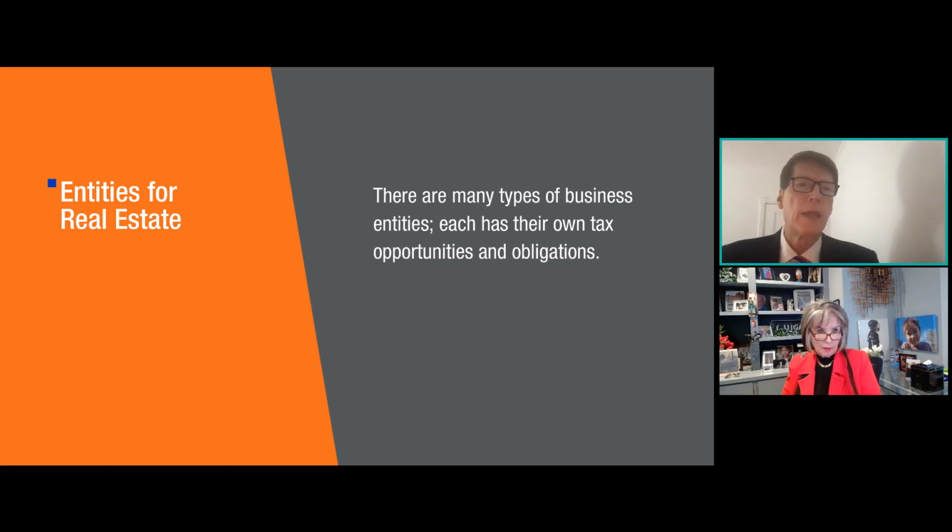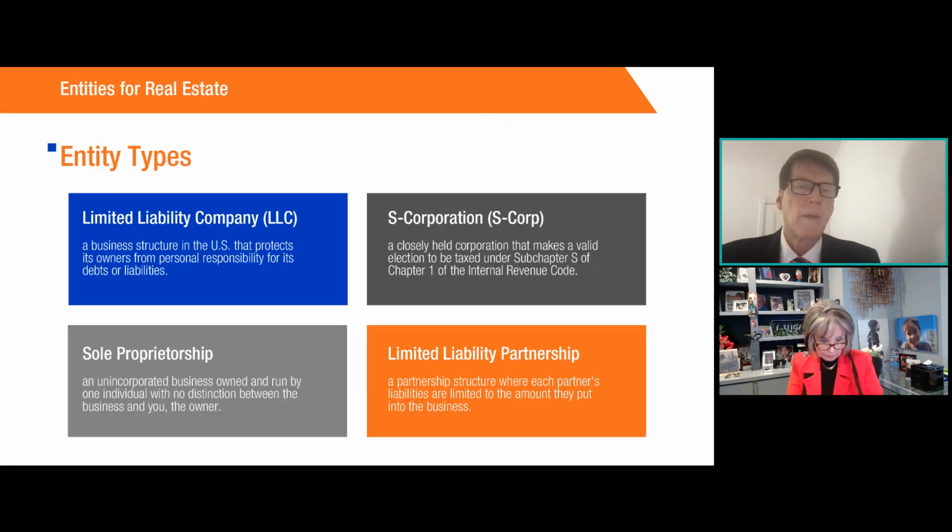Now, the next thing we want to take a look at is entities for real estate. And here's a mistake that a lot of people make. Suppose you're buying rental properties and you say, okay, I bought it in my own name. That's what most people do. That's a terrible mistake because if something happens, suppose your tenant gets rip-roaring drunk, falls down, breaks his or her spine, what are they going to do? They're going to sue you.